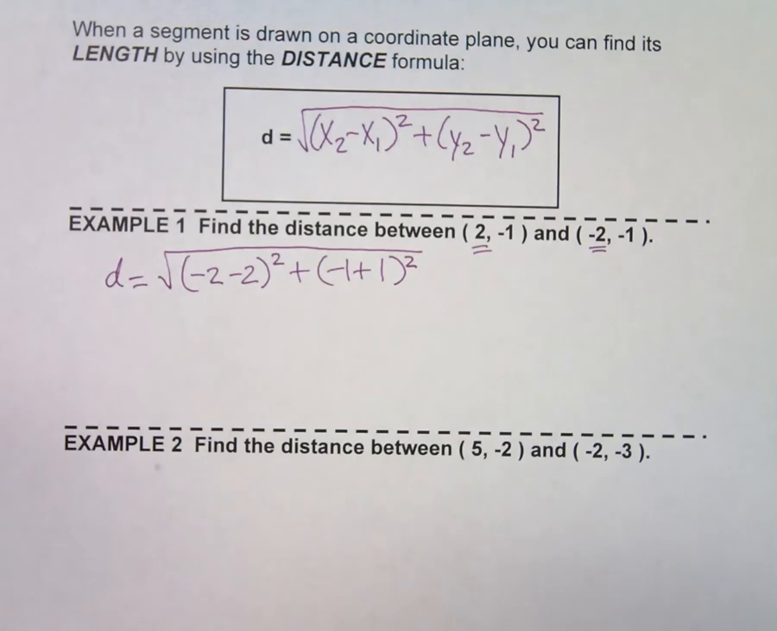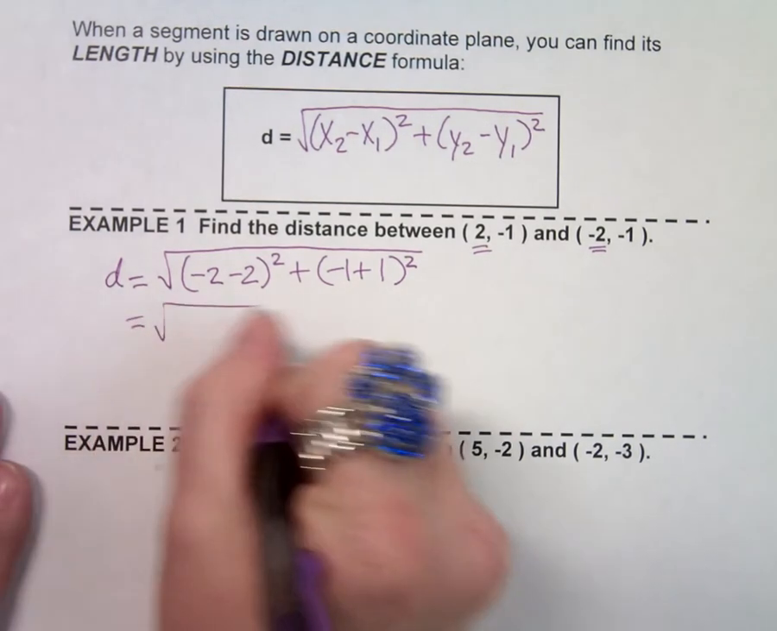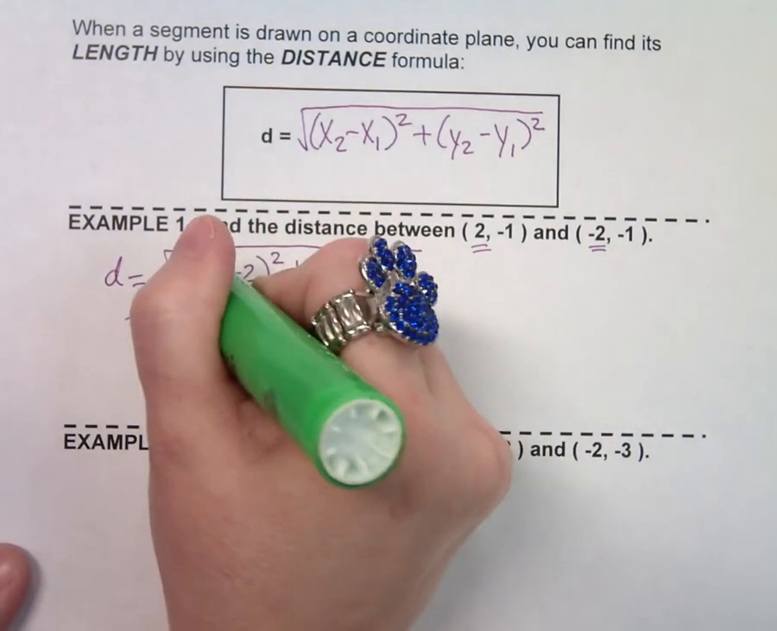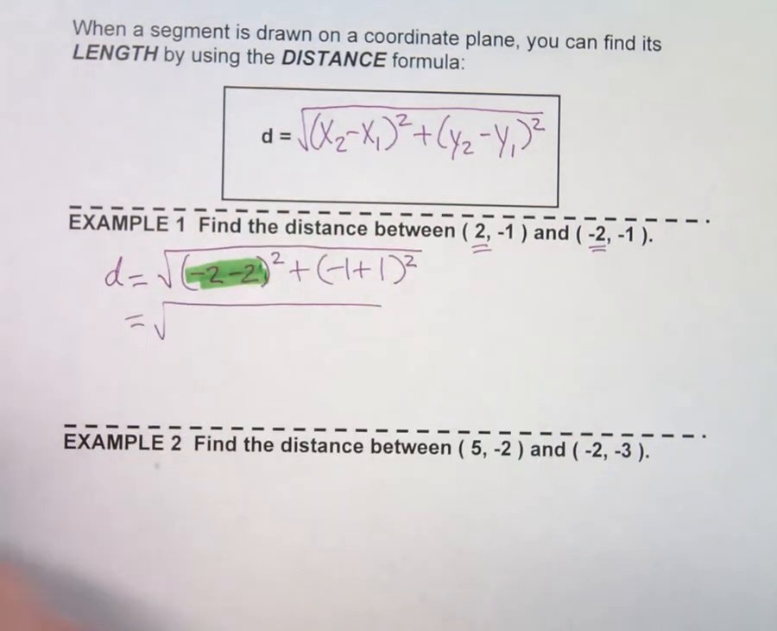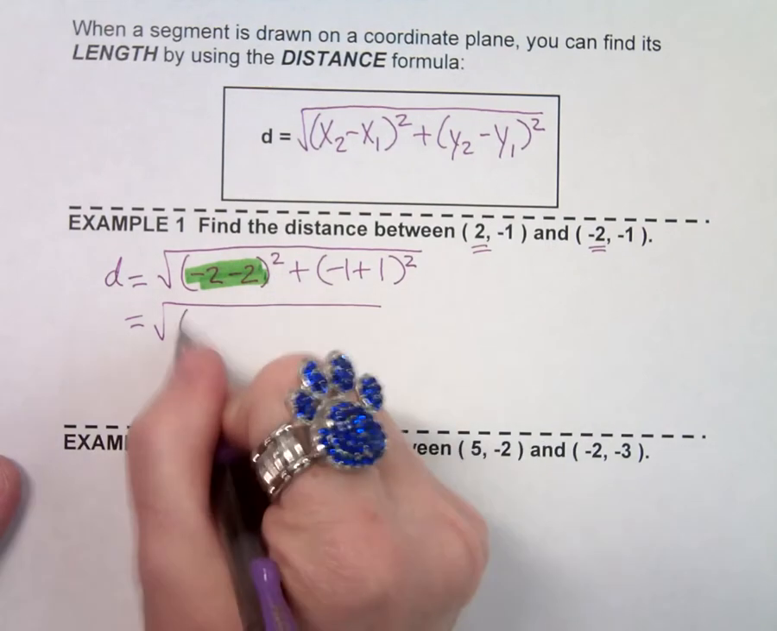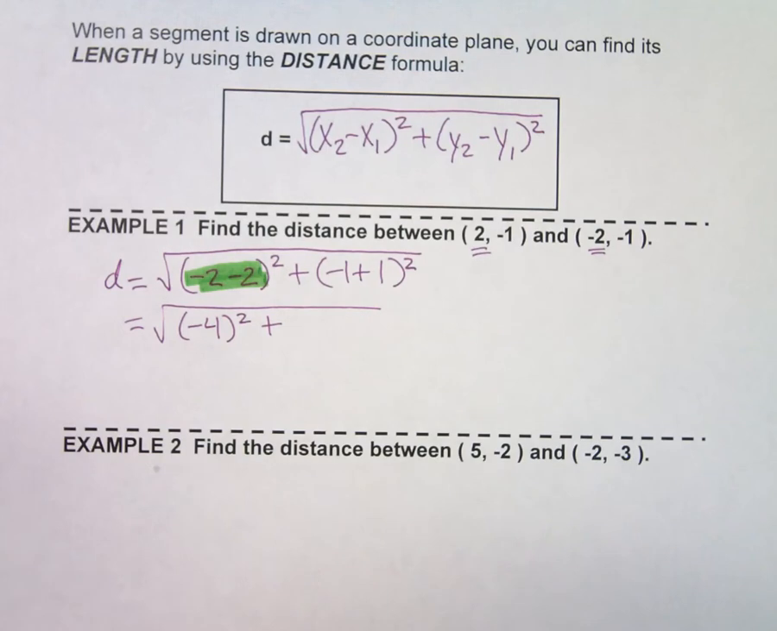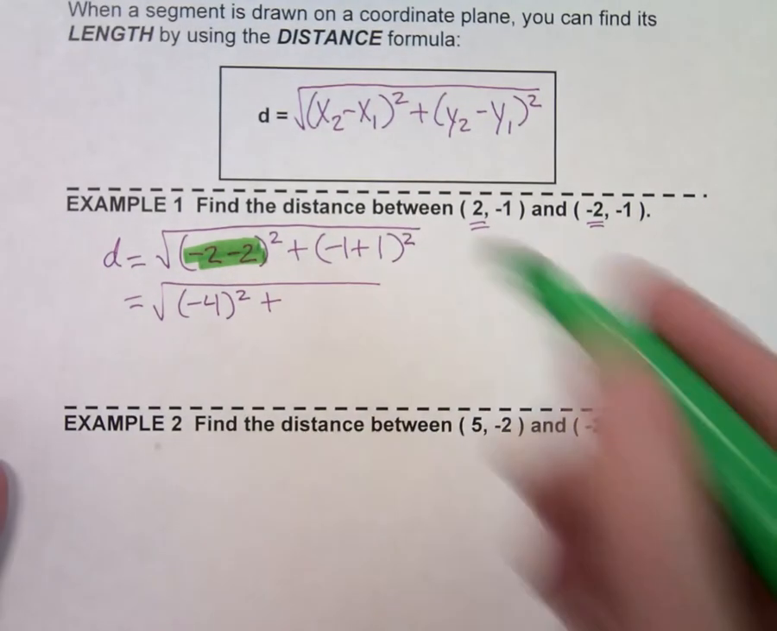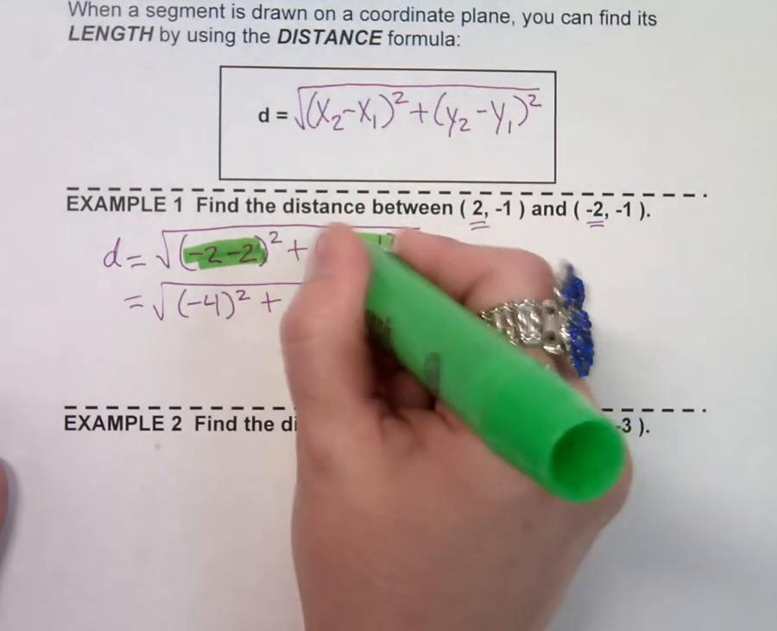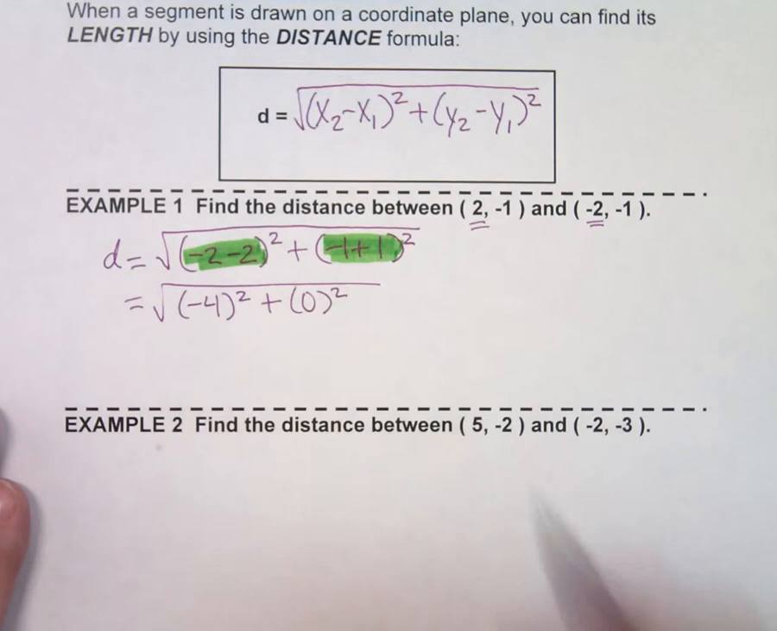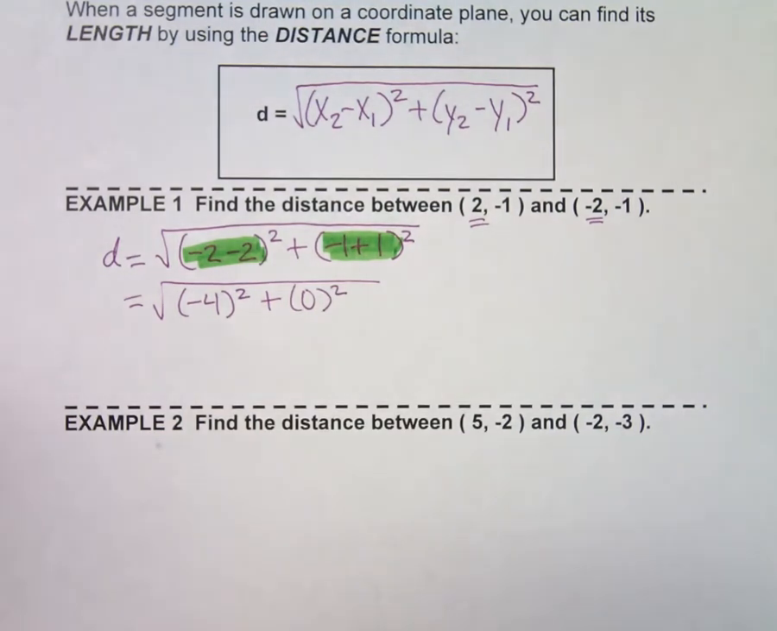Okay, the next thing I do is work out what's in the parentheses. What do you get if you take -2 minus 2? -4. -4, and then I'm going to put it back in the parentheses and put the squared on the outside. Then I'm going to work out the next set of parentheses. What's -1 plus 1? 0. I'm going to put that in parentheses and square it.